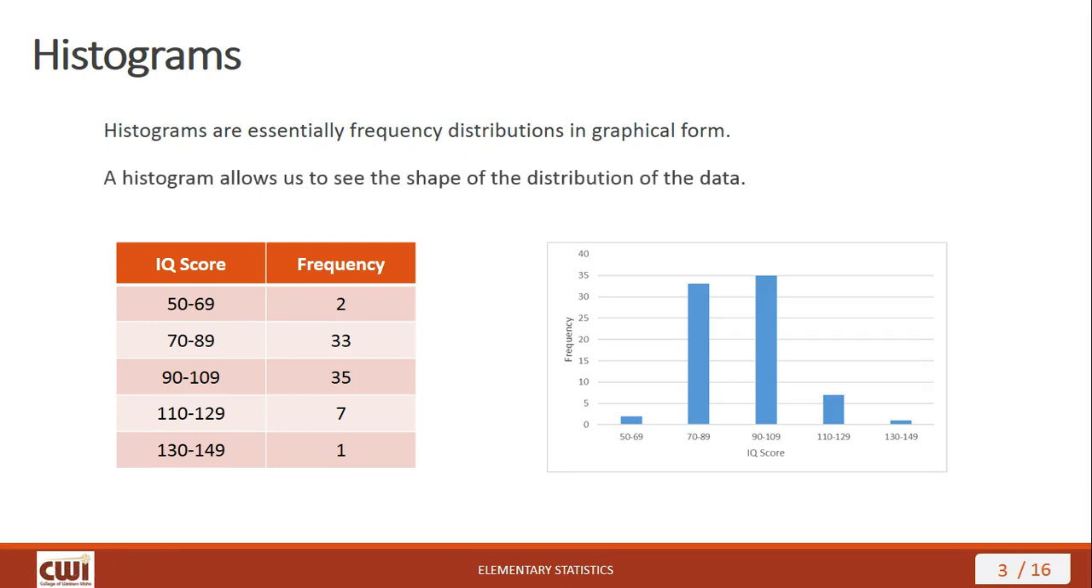Histograms allow us to see the shape of the distribution of the data. And by that, what I mean is we're basically drawing a line that connects the top of the columns that you see there in the histogram, and that produces a shape that describes the distribution of the data. So if we connect the tops of the columns in the histogram that you see here on the screen, you get a shape that looks something like this. This shape tells us about the underlying distribution of the data.